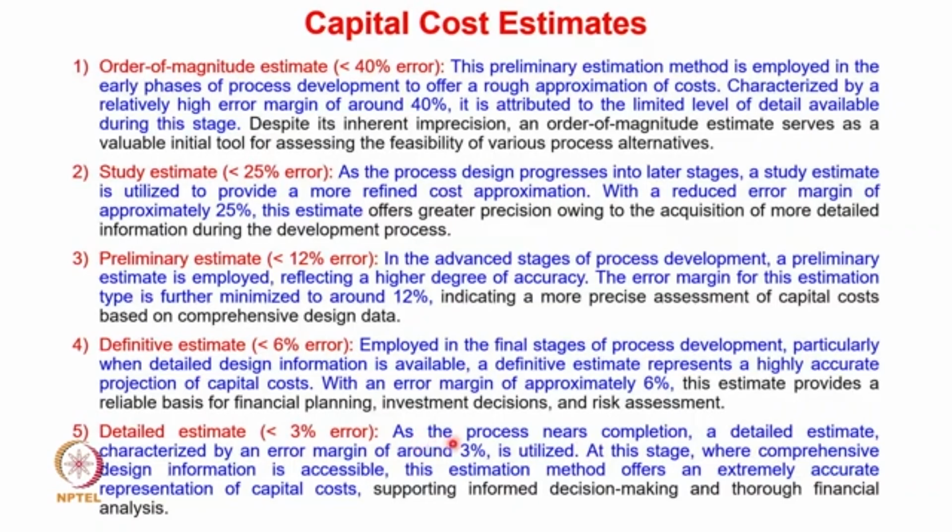As the process design becomes more or less complete, a detailed estimate is characterized by an error of less than 3%. At this stage, where comprehensive design information is accessible, this estimation method offers an extremely accurate representation of the capital cost. It supports informed decision making and also thorough financial analysis.